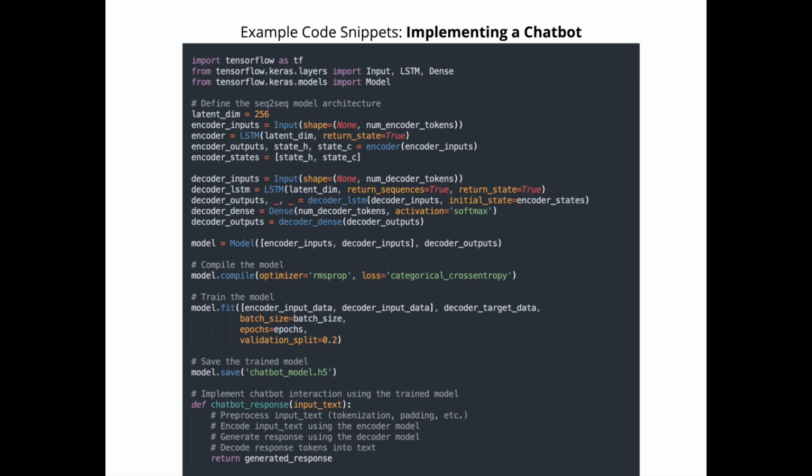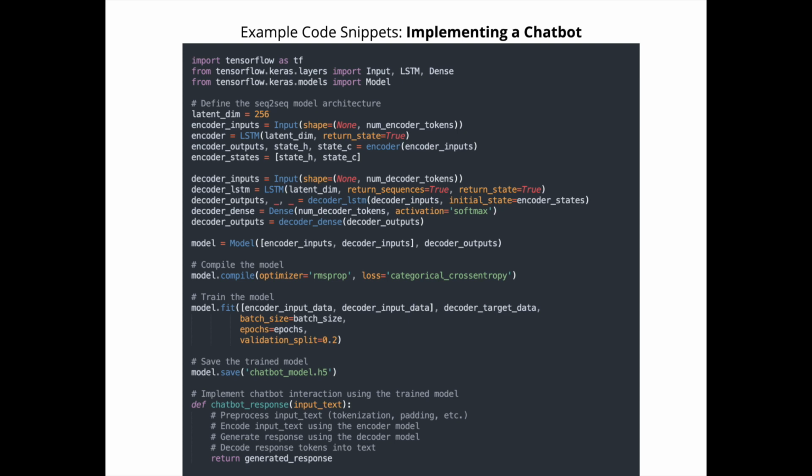Next is the batch size and epochs and validation split. Now save the trained model by calling save. You can also deploy it here. And then finally, implement chatbot interaction using the trained model by creating a chatbot response function and getting the input text in there and returning the generated text. Inside this you can pre-process input text, encode input text using the encoder model, generate response using the decoder model, and decode response tokens into text.